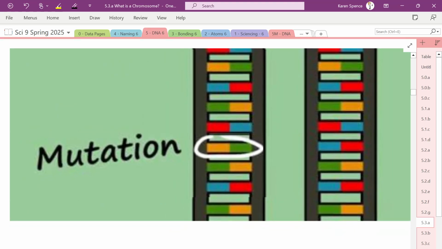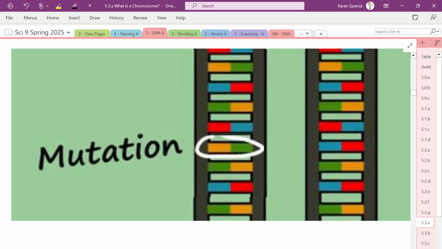All right, here is a mutation. And you'll notice that over here we have yellow and green. But on the other DNA strand, we have blue and red. But otherwise, everything else is the same. It goes yellow, blue, green, red, yellow, blue, green, red, but we have something that's just a little bit different.